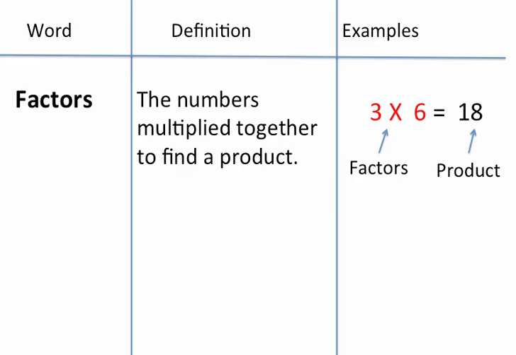Factors, the numbers multiplied together to find a product. If you look over in the examples, 3 times 6, both 3 and 6 are factors. We multiply them together to get the product, the answer to a multiplication problem, which is 18. So again, factors, the numbers multiplied together to find a product.